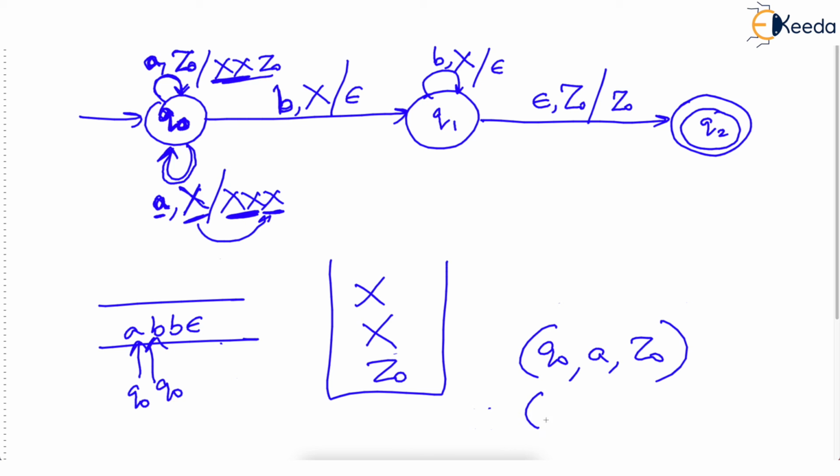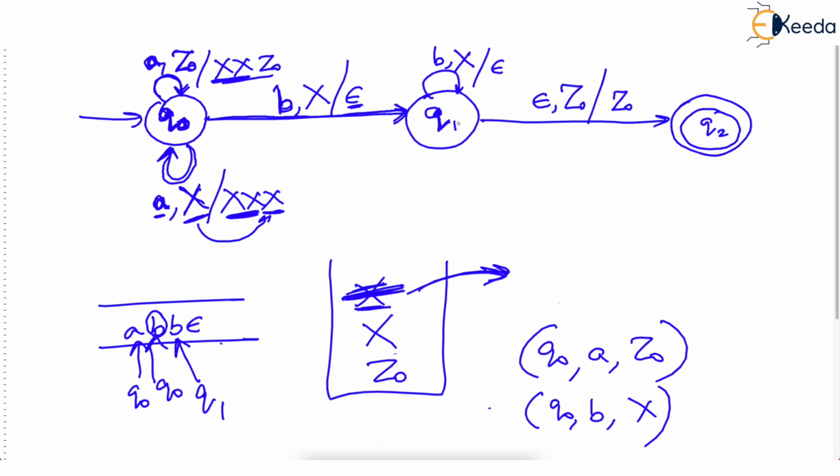Now, what's the configuration? Q0 is reading b and top is X. Then we will move to Q1, but we will remove this X, replacing it with epsilon. Correct? Now you see the stack had X 2 times, but now this X has been popped. And we move ahead in the input. But remember, we are in Q1 state now. We have changed the state. And we are reading the next input b.